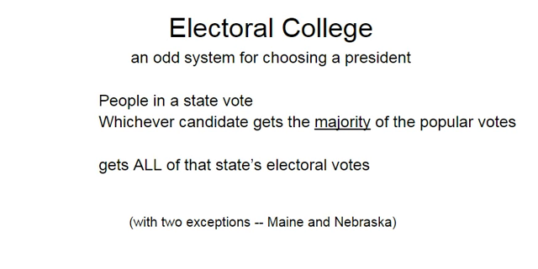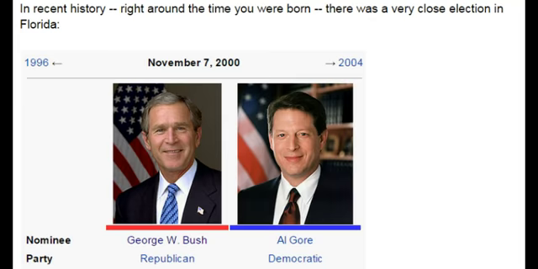People in a state vote, and whichever candidate gets the majority of the popular votes gets all of that state's electoral votes. So that's basically the way it works. If you won 51 to 49% of the vote, you get all of that state's electoral votes. There are two exceptions, Maine and Nebraska. You can look those up if you want, but basically this is a winner-take-all scenario. So let's see how this works in action, in dramatic fashion.